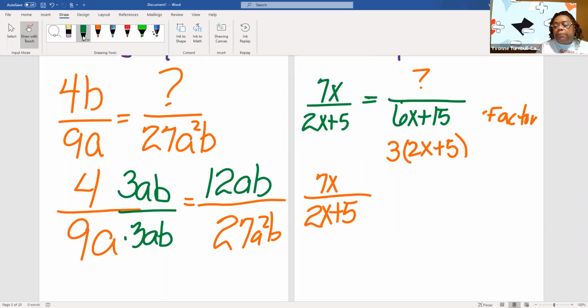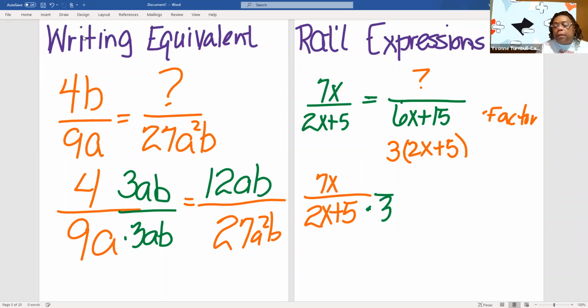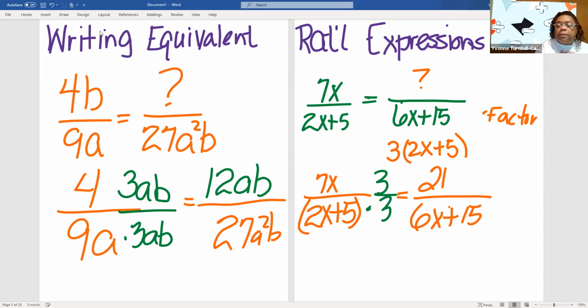Now, here again, we're saying that if they multiply this by 3, that means I have to multiply the top by 3. And we're going to check. 3, of course, this is the expression, so it needs to be in parentheses. 3 times 2 is 6. 3 times 5 is 15. So that's how they were able to come up with 6x plus 15. They multiplied the denominator by 3. So that means we have to do the exact same thing on the top, 21x. So 7x over 2x plus 5 is equal to 21x over 6x plus 15.